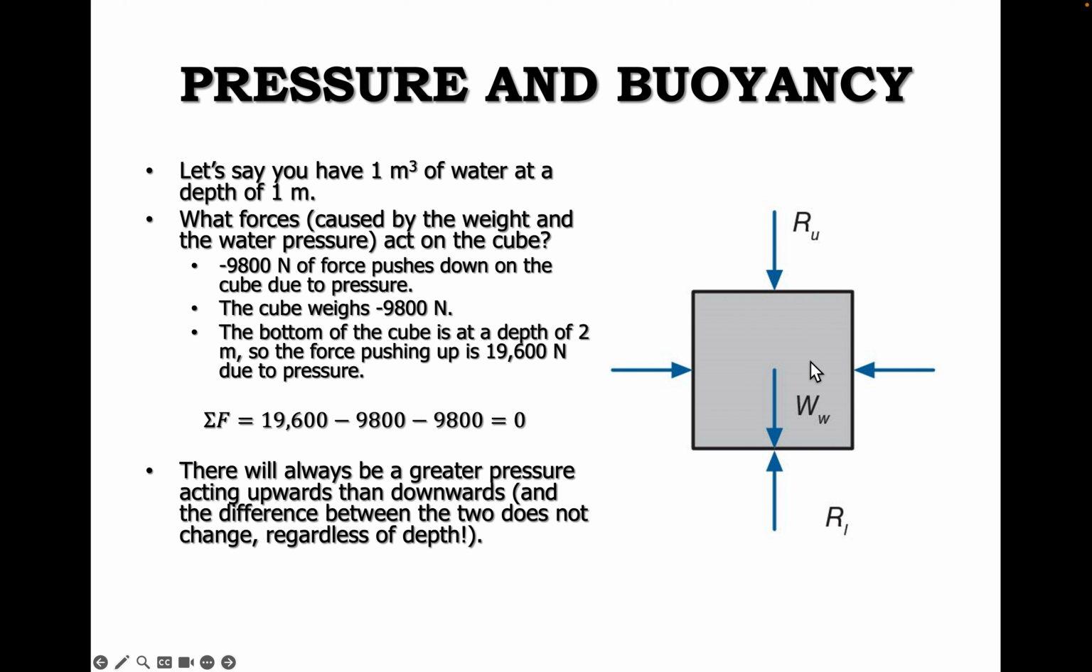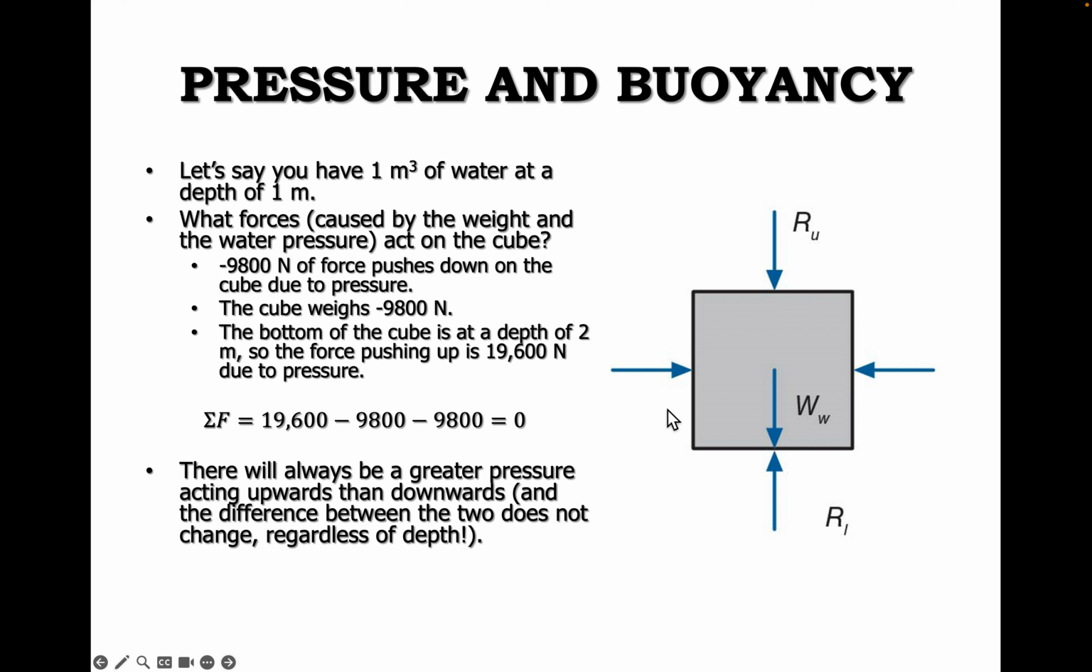And what are the different forces that are happening on this particular object when it's 1 meter deep in this fluid? So first of all, we have 9,800 newtons of force pushing down on that object. And it would be negative, because the force is going down. The cube itself weighs 9,800 newtons. And it'd be negative, again, because when we think of weight, it is the force of gravity exerted on the mass of a particular object.